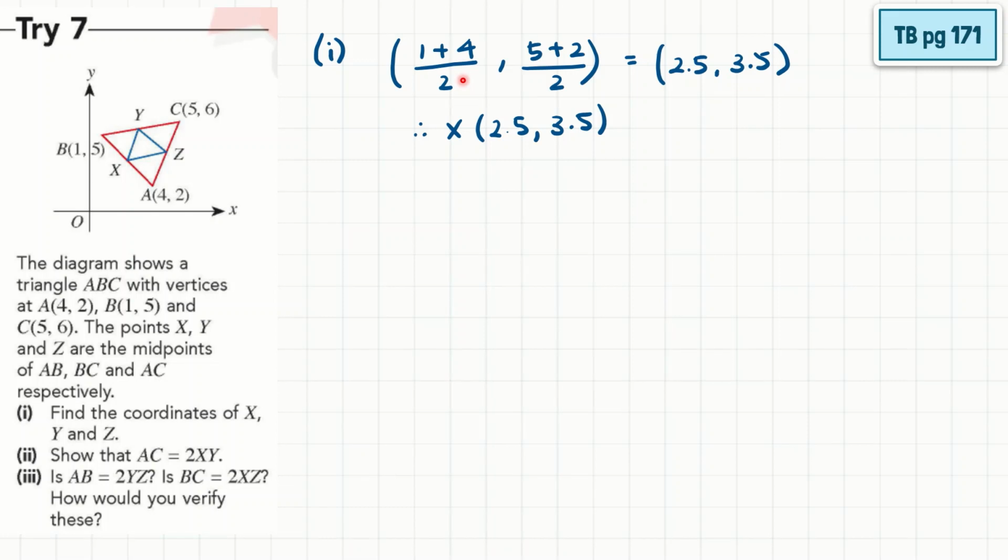You may wish to pause the video over here to give this question a try, to see if you can apply the formula successfully to find out the coordinates of Y and Z.